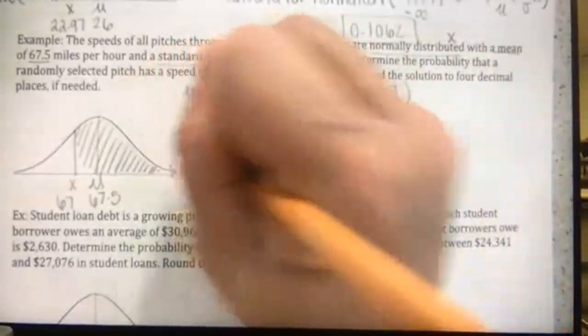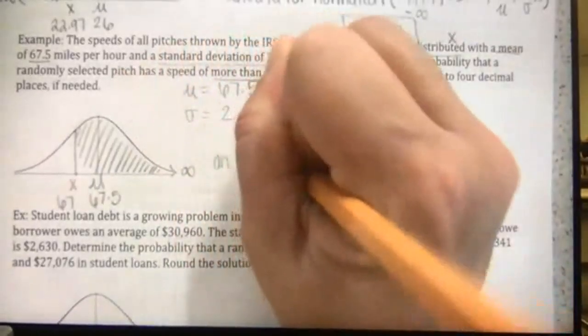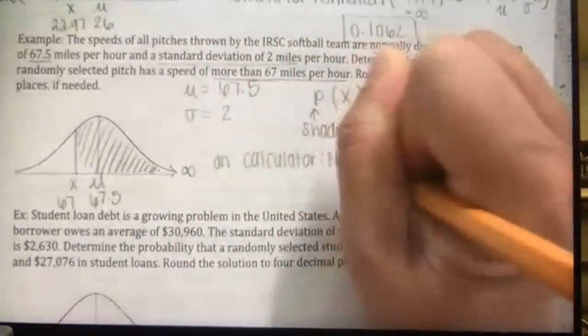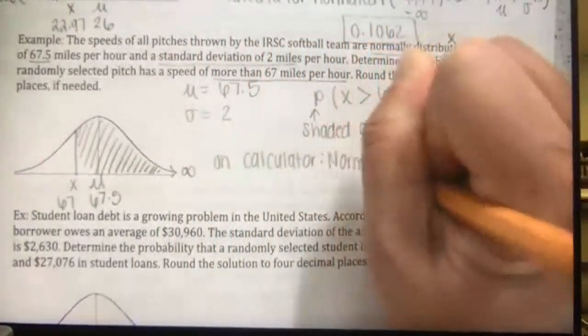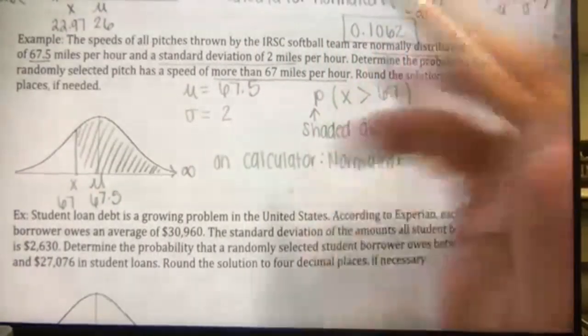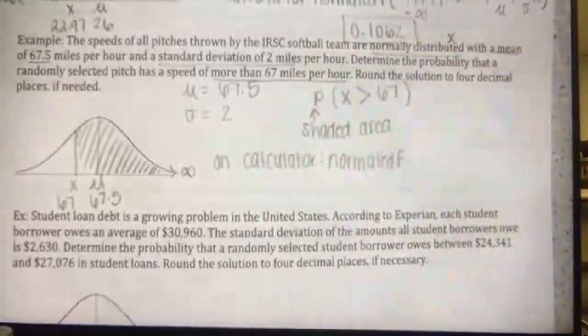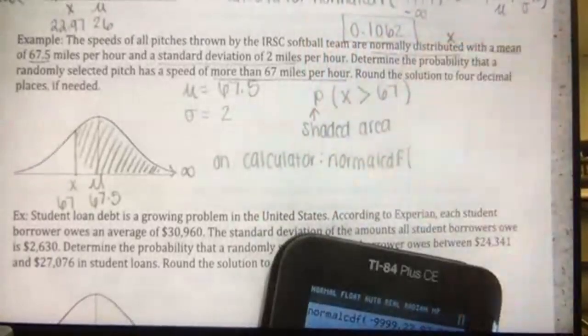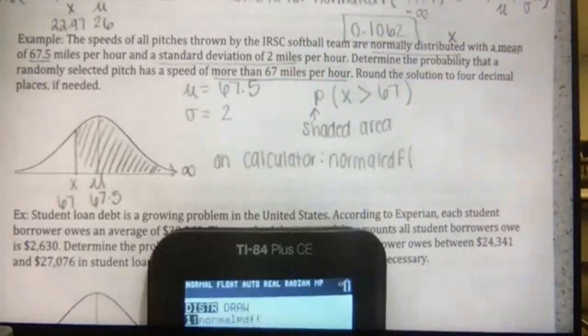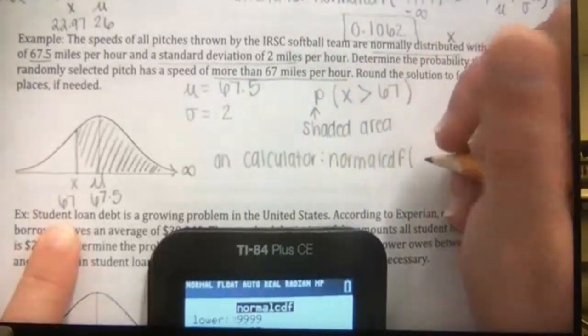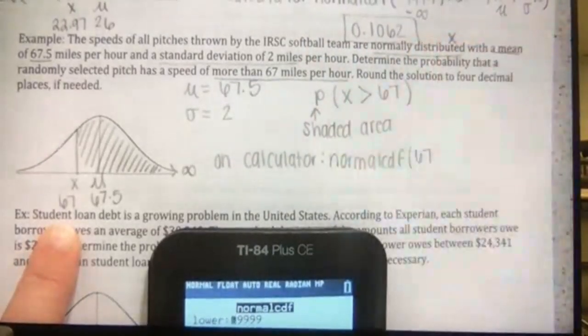So on our calculator, normal CDF. So in our calculator, second vars, normal CDF. Our lower limit, looking at the left-hand side of our shaded area, is 67.